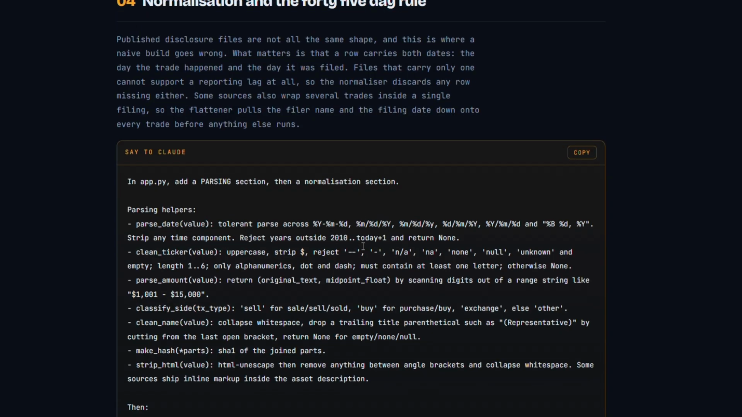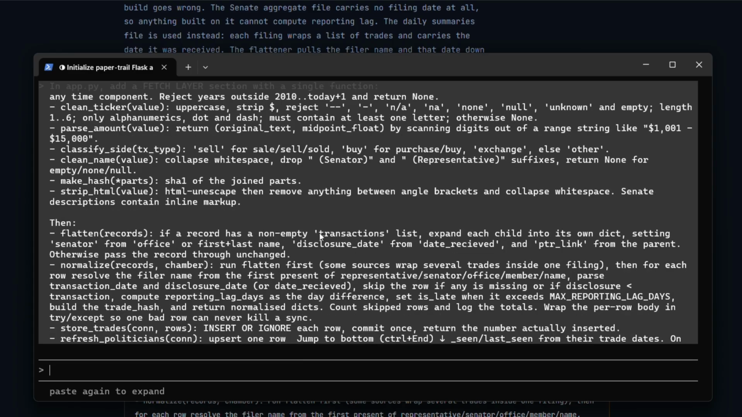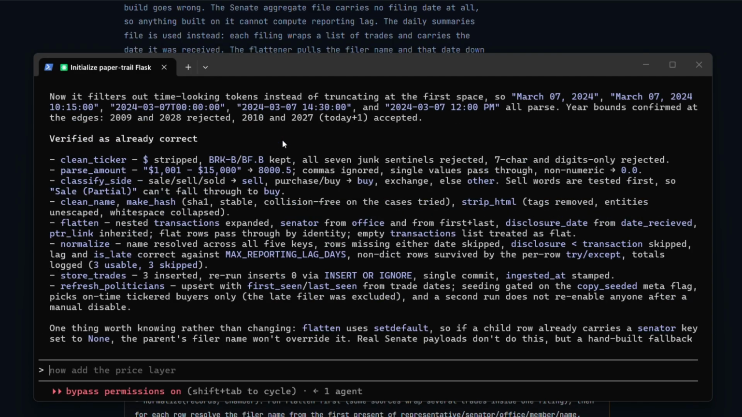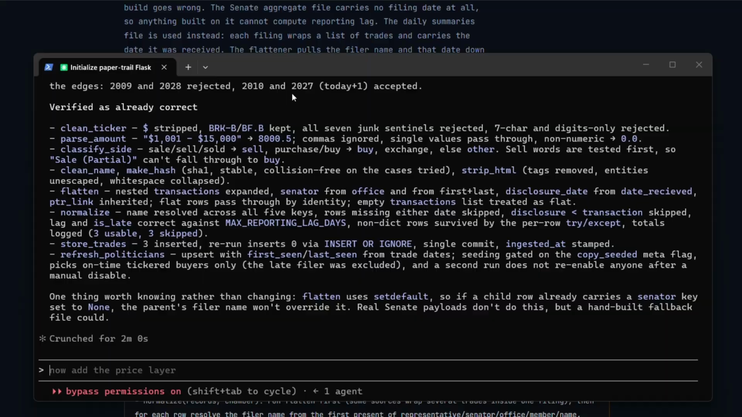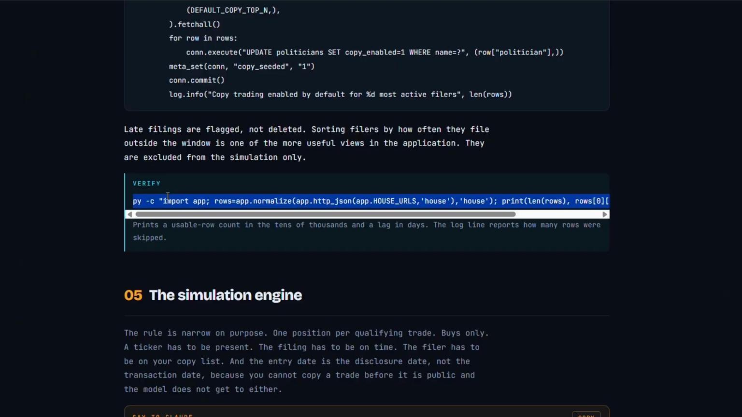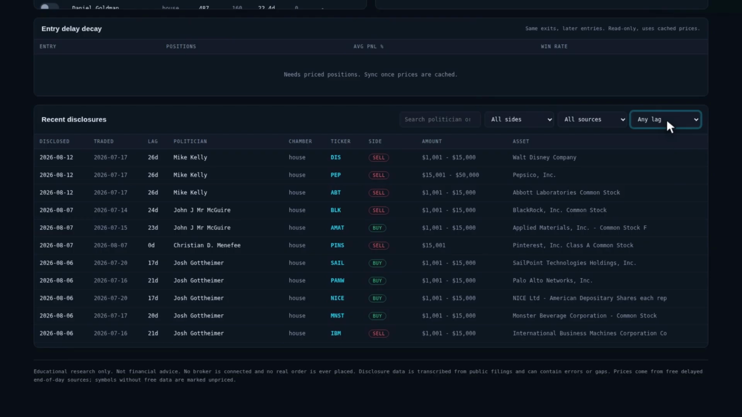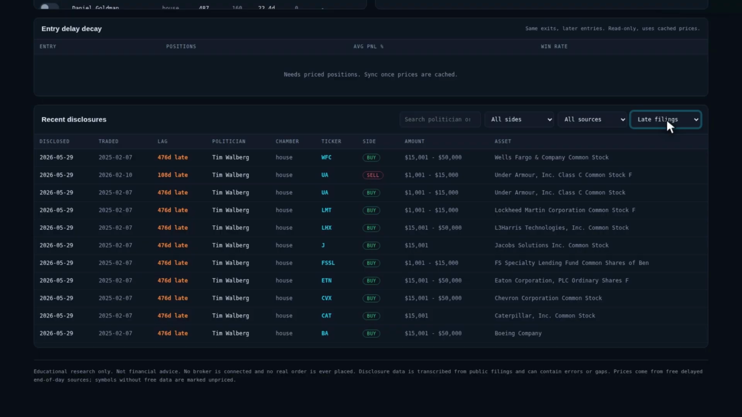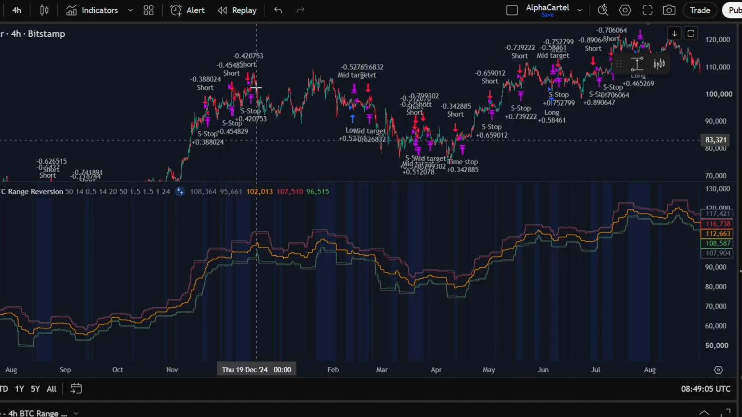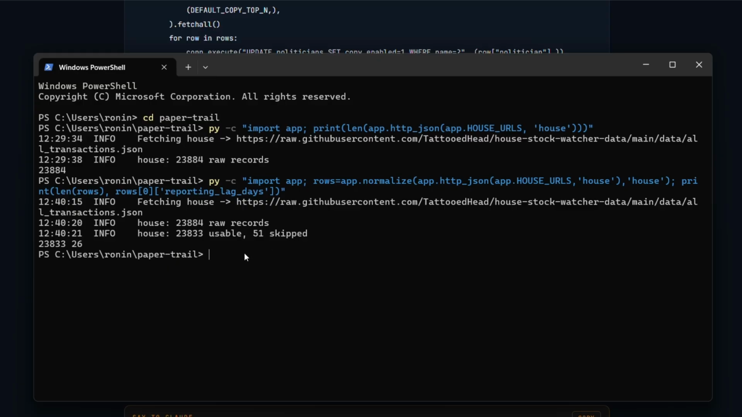Fourth prompt is the rule the entire build hangs on. For every trade, we subtract the transaction date from the disclosure date and store the result as a number of days. Anything over 45 days gets flagged. Flagged trades stay in the database. They are genuinely interesting on their own, and being able to sort filers by how often they file late is one of the more useful views in the whole application, but they are excluded from the simulation because a trade you learned about 2 months after the fact is a different trade.